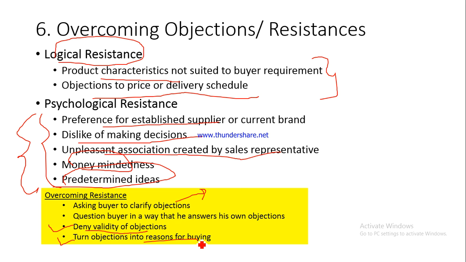Again, one more tactic can be to question the buyer in a way that he answers his own objections. For example, he may say, your product is good, but compared to the product I am currently using, it is better, but the price is higher. Now this is one objection that he is having. So you have to question him in a way that he answers his own objection. You can tell him, sir, why do you think the price of our product is higher? Then he'll say that probably your product is a better quality product.